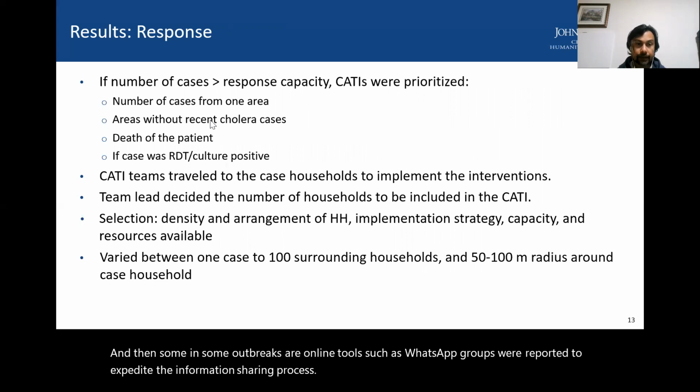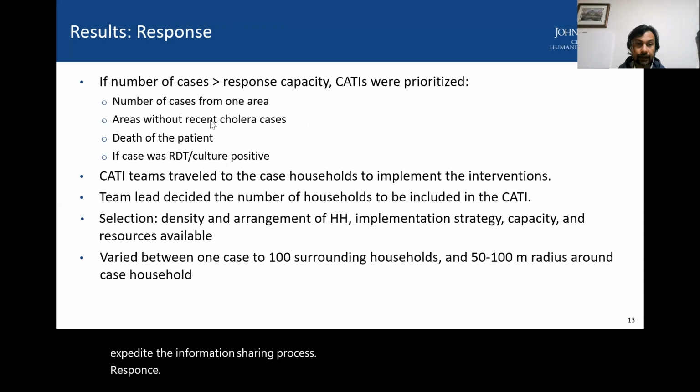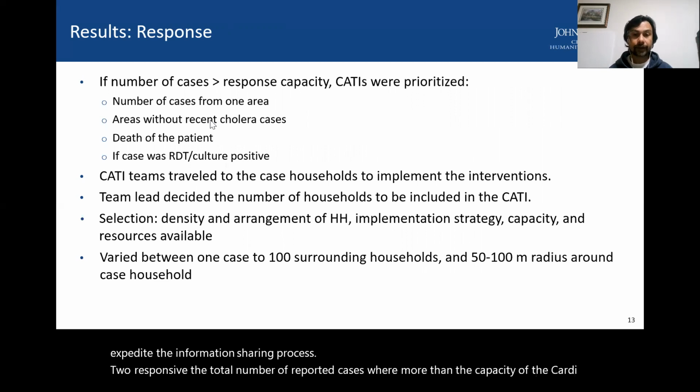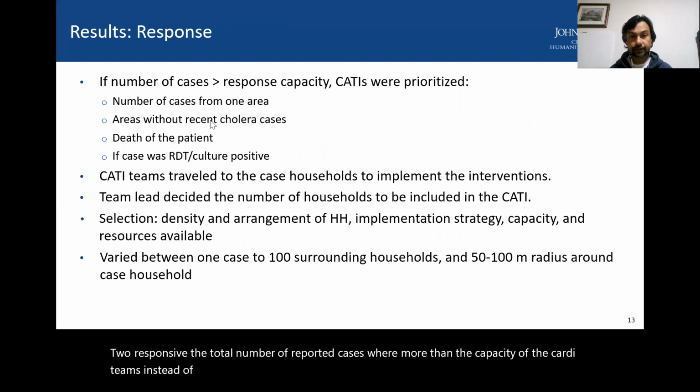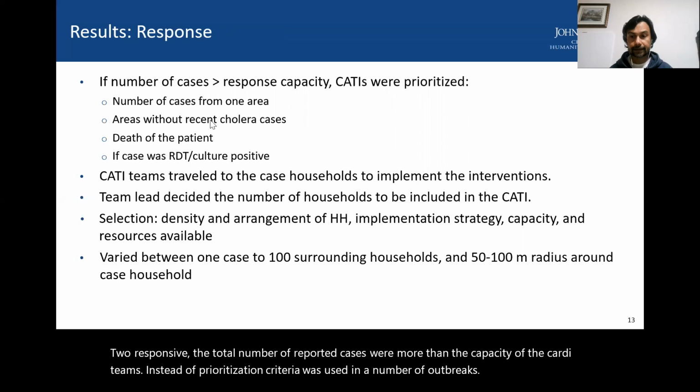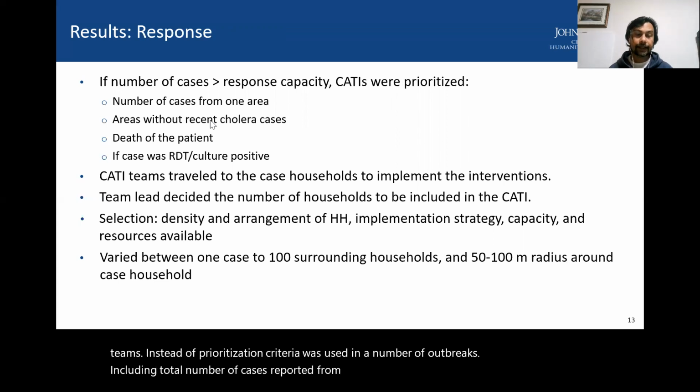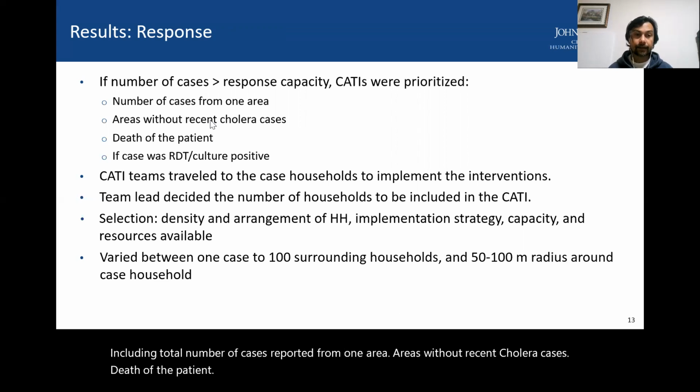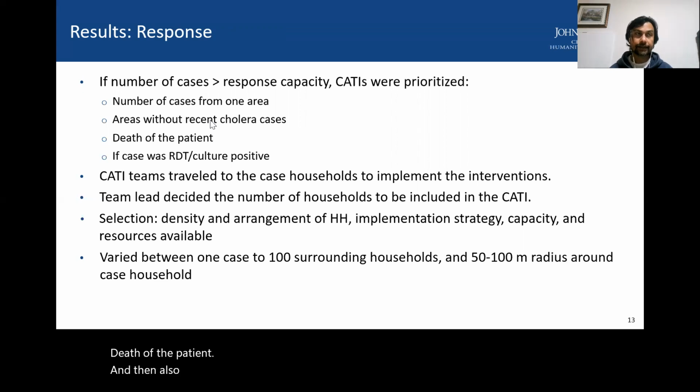Response. If the total number of reported cases were more than the capacity of the CATI teams, a set of prioritization criteria was used in a number of outbreaks, including total number of cases reported from one area, areas without recent cholera cases, death of the patient, and then also if the reported case was RDT or culture positive.